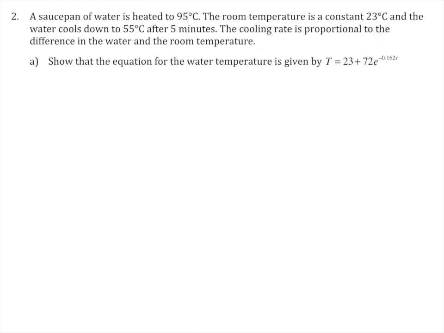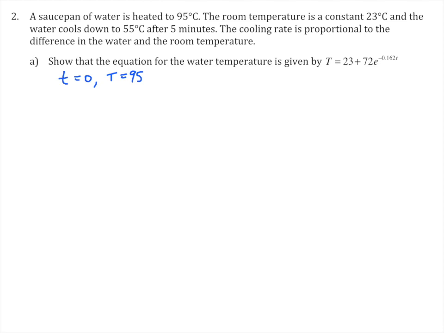The cooling rate is proportional to the difference in the water and the room temperature. That's what makes the exponential growth or decay, in this case decay, take place. Show the equation for the water temperature is given by, so temperature equals 23, that's the constant room temperature, plus 72, we'll have to sort that out, e to the minus 0.162 T. Okay, let's figure out what we actually know. This is what we know. When we start at time 0, the temperature of the water is 95 degrees Celsius.